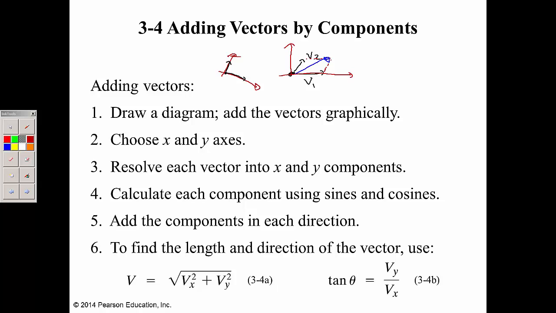Resolve each vector into x and y components. Calculate them using sines and cosines like I showed you two slides ago. Add the components in each direction and find the length. And we could use the TOA, the tangent is equal to opposite divided by adjacent, to get the angle between them, where we would take the inverse tangent of vy divided by vx.